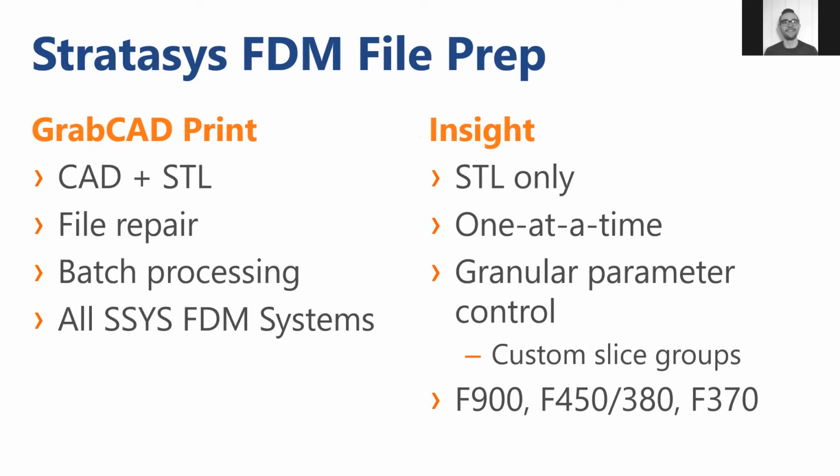GrabCAD Print works with all the Stratasys FDM systems, and it provides you more of a high-level approach to prepping your file. So slider-based versus value-based, whereas Insight gives you more granular parameter control, lets you adjust a lot more features overall for the build as well as a given layer, and also lets you leverage custom slice groups as well. Insight is only available on the F900, the 450, 380, and the 370.